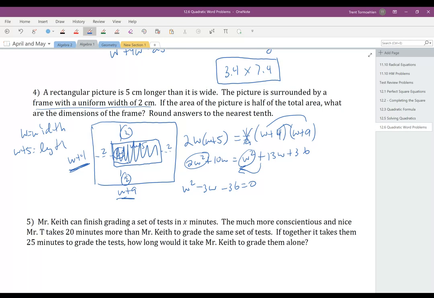So again, we're going to apply the quadratic formula. So W equals negative B, 3, plus or minus the square root of B squared, which would be negative 3 squared, which is 9.